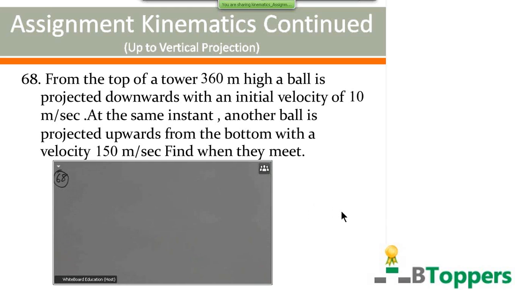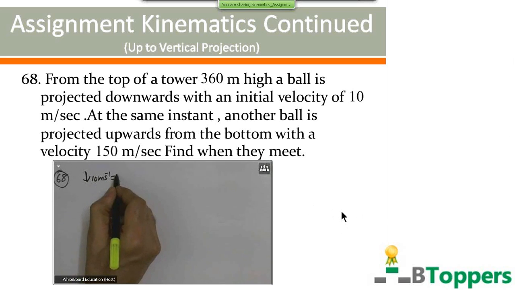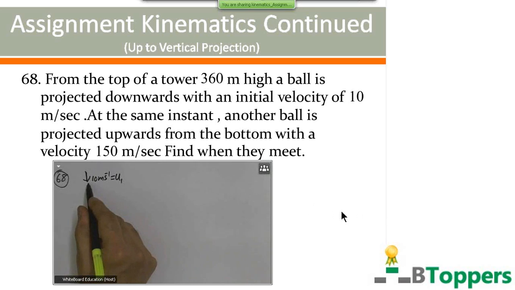See question number 68. From the top of a tower 360 meters high, a ball is projected downwards with an initial velocity of 10 meters per second. And at the same instant, another ball is projected upwards from the bottom with a velocity of 150 meters per second.